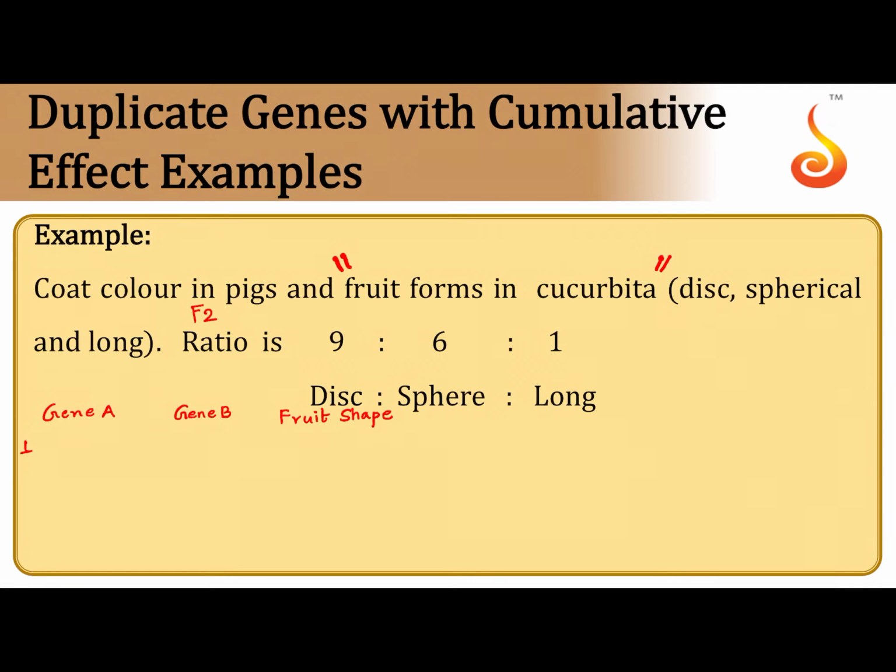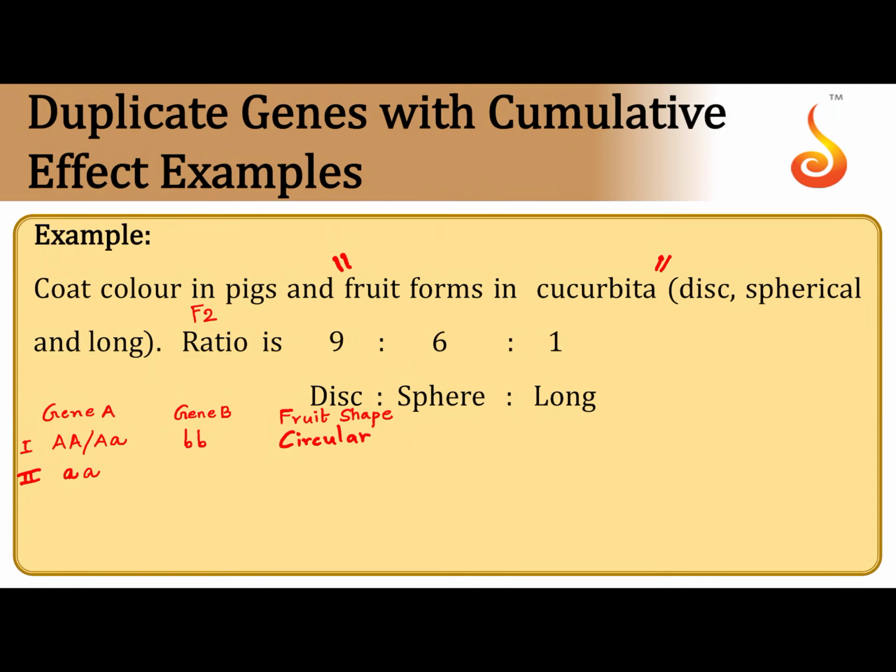Now see case 1, all of you. In case 1, there is at least one copy of dominant A, either in homozygous or heterozygous condition, but there is no dominant B. There is double recessive b. Then the shape of the fruit in this particular case becomes spherical, or we can call it circular.